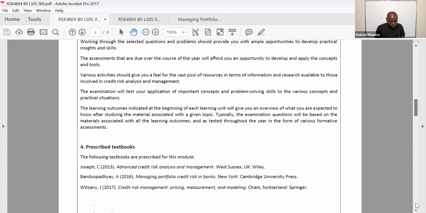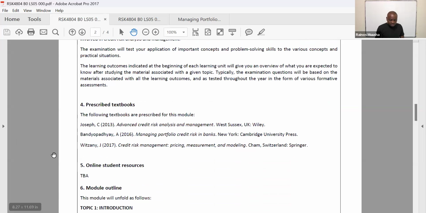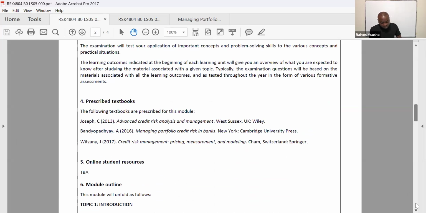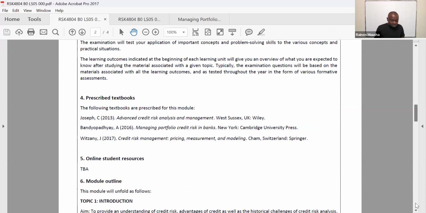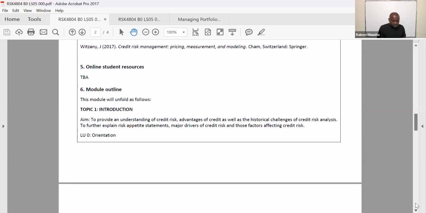Then they also tell us exactly what the prescribed textbooks are. And the one by C.P. Joseph, the one by Bandyopadhyay, and the other one by Whitney as well.